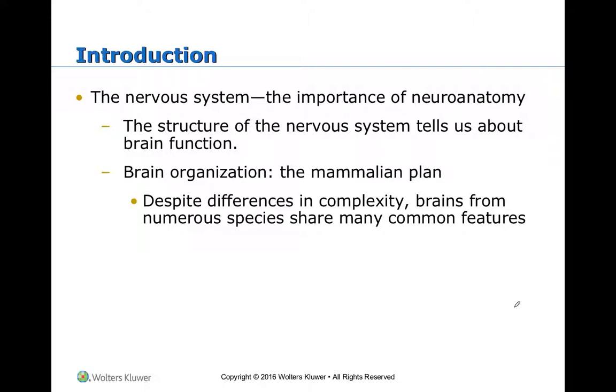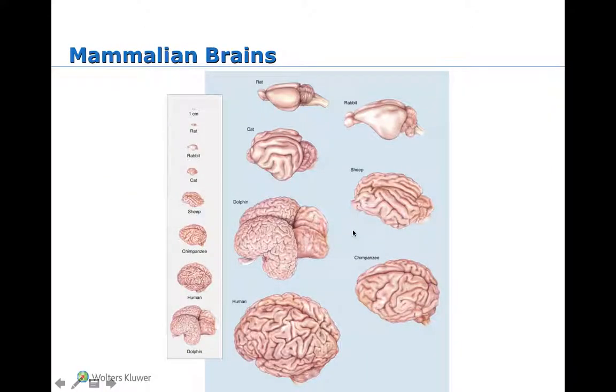So brain organization follows the mammalian plan, where despite differences in the amount of complexity that our brains show, the brains from numerous different species all share common features. Here you can see general shared features such as cerebrums in dolphins, humans, chimpanzees, sheep, and rabbits, and olfactory bulbs. In humans, the olfactory bulb is on the ventral side and it's very, very small. But notice that in a rat and in a rabbit, these take up a significant amount of the actual brain, right? That's important because rats and rabbits spend a lot of time sniffing. Same thing with cats as well.